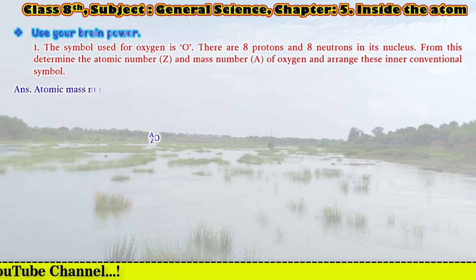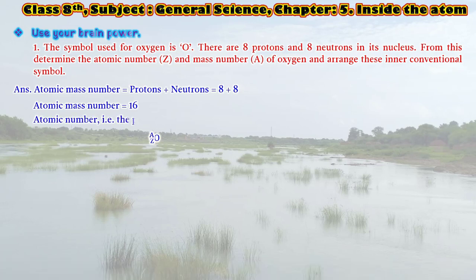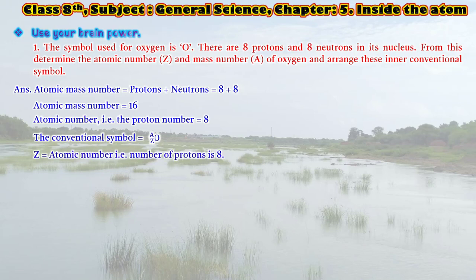Answer: atomic mass number equals protons plus neutrons equals 8 plus 8. Atomic mass number equals 16. Atomic number, that is the proton number, equals 8. The conventional symbol is shown in the figure. Then, Z equals atomic number, that is the number of protons, which is 8. A equals atomic mass number equals 16. The conventional symbol is like this.